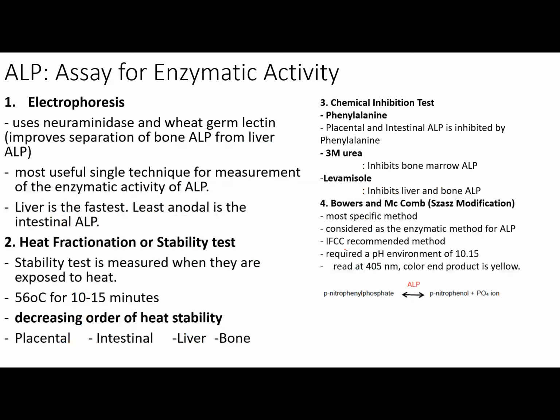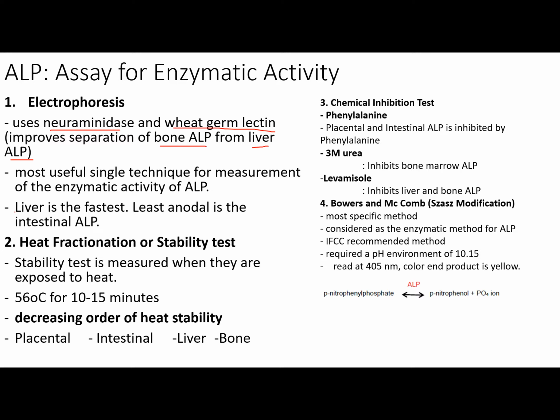Now let's go to the assay for enzymatic activities for ALP. So we have here the first one, electrophoresis. Electrophoresis for ALP would use neuraminidase and wheat germ lectin. Neuraminidase and wheat germ lectin would improve separation of bone ALP from liver ALP. Most useful single technique for measurement of the enzymatic activity of ALP.